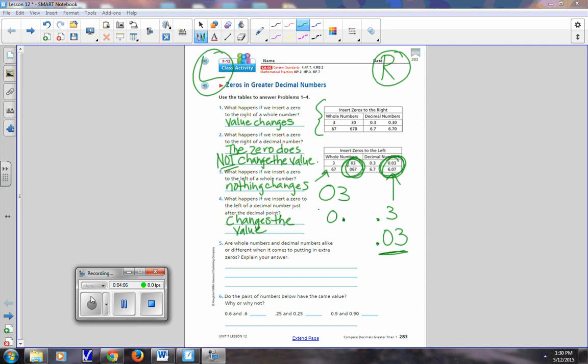So when you're looking at number 6 down here, do the pairs of numbers below have the same value? 6/10 and 6/10, yes or no? Yes. 25/100 and 25/100? Yes. 9/10 and 90/100? Yes. Because the 0 doesn't change the value. Okay?